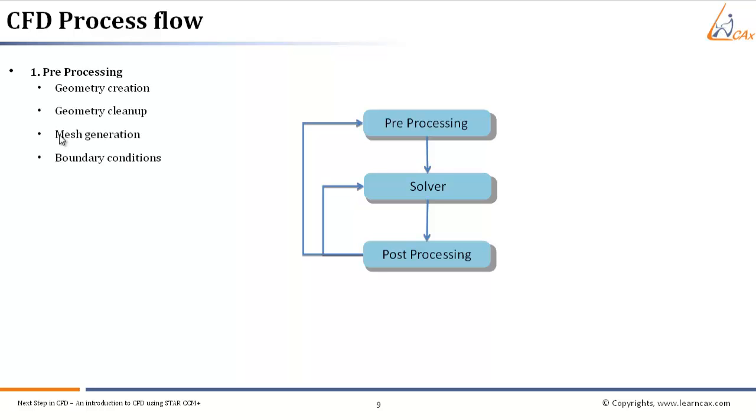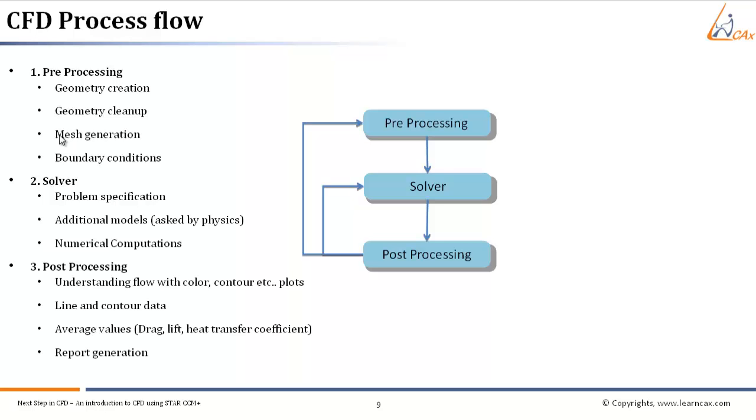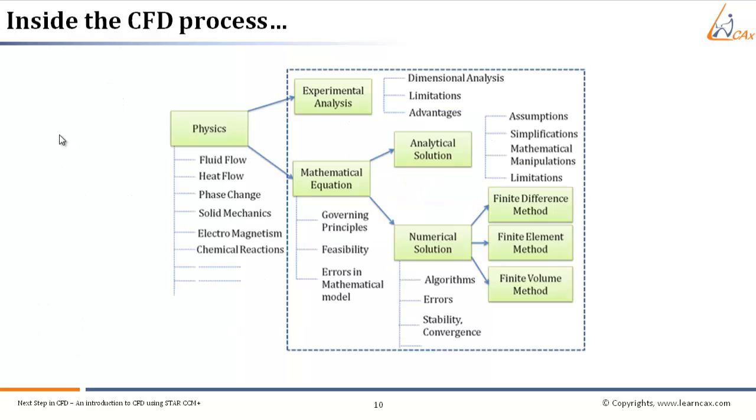First is the pre-processing, in which there is geometry creation, geometry cleanup, mesh generation, and boundary conditions. The middle section is on solvers, where we actually do the data crunching or data calculations by using different numerical computation techniques. And lastly, we extract the results out of the computer-generated data, and this is known as post-processing, where we generate data like contours, plots, the average values of different parameters, and we generate CFD reports out of that. So these are the three main sections of any CFD process.